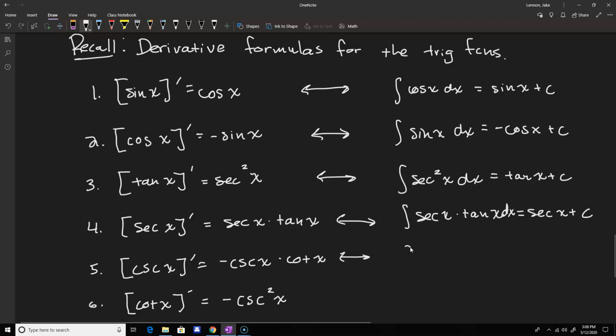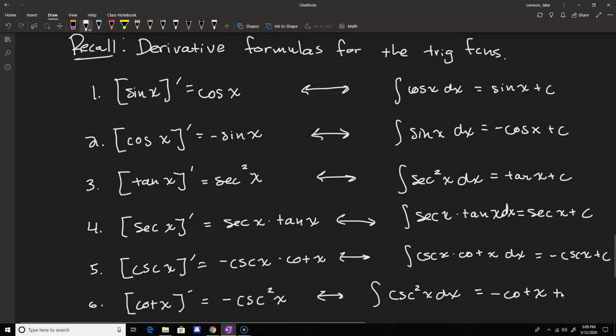Okay, if we do the antiderivative of cosecant cotangent, we would say this is negative cosecant of x plus a constant. And lastly, if we did the antiderivative of the cosecant squared of x, this would be negative cotangent of x plus c. So going backwards with all of our derivative formulas, we have now found 6 antiderivative formulas that we can apply here.